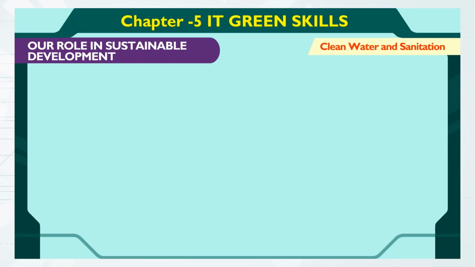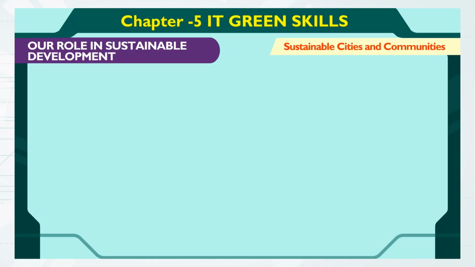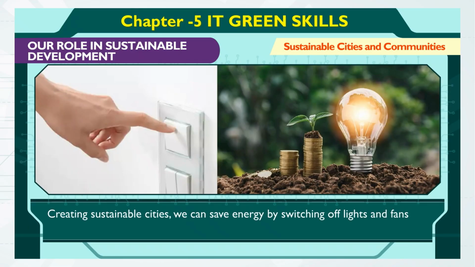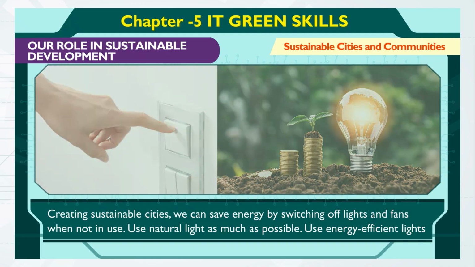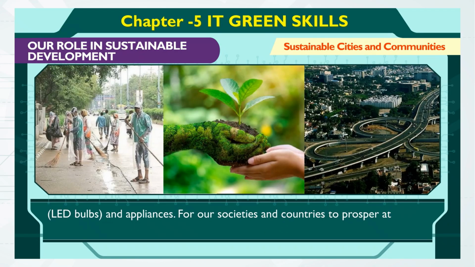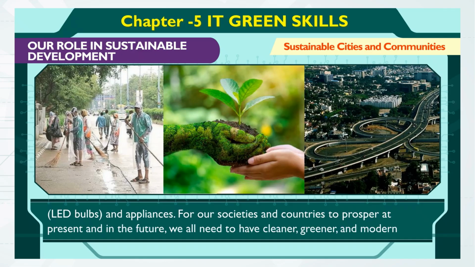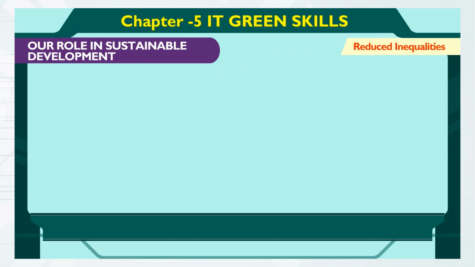Clean water and sanitation. We must make efforts to make India free of open defecation by building toilets and creating awareness of sanitation. Sustainable cities and communities. Creating sustainable cities, we can save energy by switching off lights and fans when not in use. Use natural light as much as possible. Use energy-efficient lights, LED bulbs, and appliances. For our societies and countries to prosper at present and in future, we all need to have cleaner, greener, and modern sustainable cities.